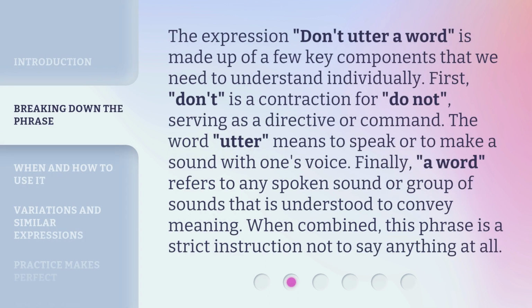The expression, don't utter a word, is made up of a few key components that we need to understand individually. First, don't is a contraction for do not, serving as a directive or command. The word utter means to speak or to make a sound with one's voice. Finally, a word refers to any spoken sound or group of sounds that is understood to convey meaning. When combined, this phrase is a strict instruction not to say anything at all.